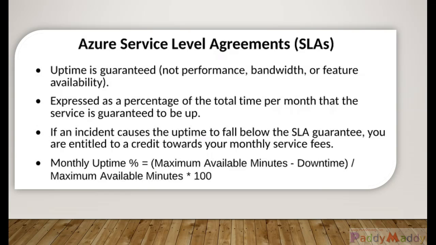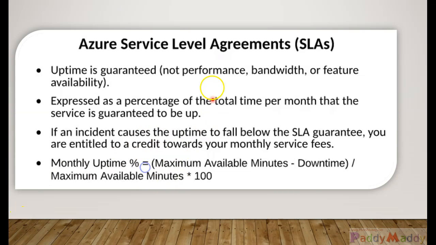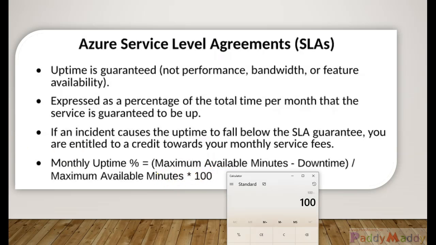A guaranteed monthly uptime percentage is usually something like 99.9 or 99.95 percent, and there is a formula to calculate it. The total monthly uptime percentage equals maximum available minutes minus downtime, divided by maximum available minutes, times 100. So let's calculate with that formula.